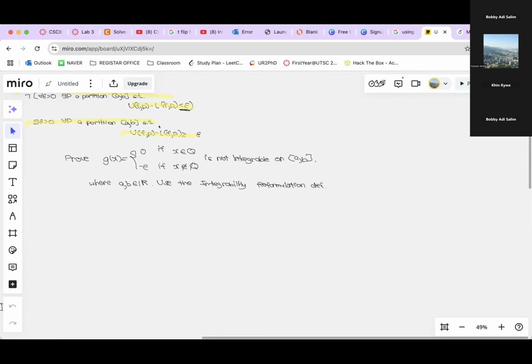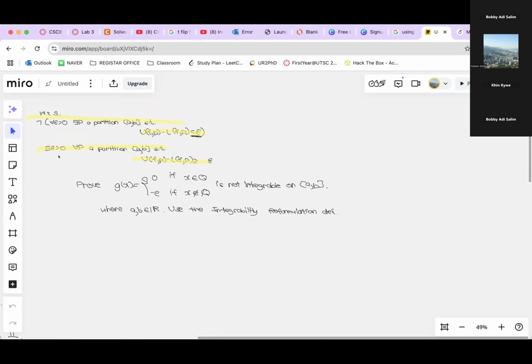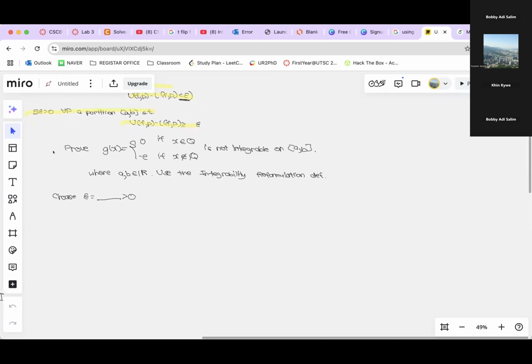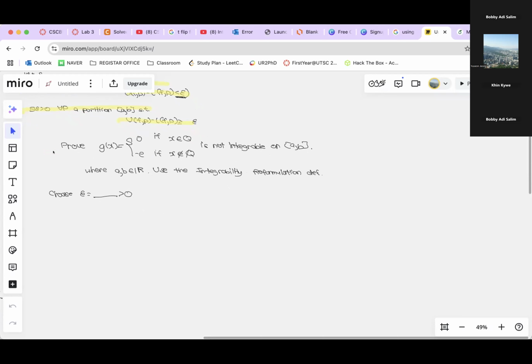Which is the statement above, directly over here: there exists epsilon greater than 0. Since we need to find a specific epsilon, choose epsilon equal to something greater than 0. We can just figure it out over time. So let's dive into the proof.